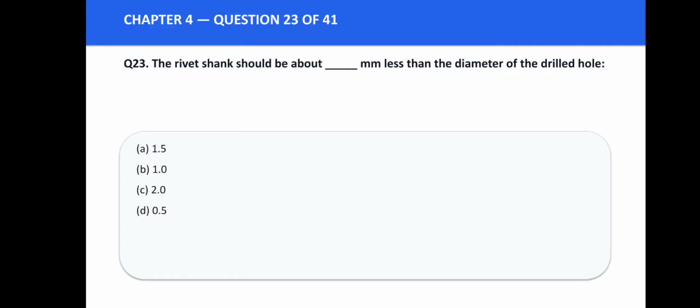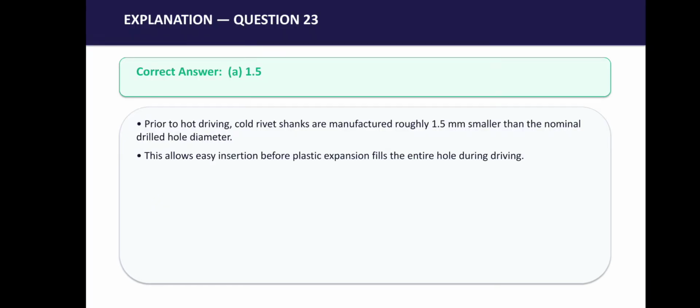Question 23. The rivet shank should be about how many millimeters less than the diameter of a drilled hole? Option A. 1.5. Option B. 1.0. Option C. 2.0. Option D. 0.5. The correct answer is option A. 1.5 millimeters. Explanation. Prior to hot driving, cold rivet shanks are manufactured roughly 1.5 mm smaller than the nominal drilled hole diameter to allow easy insertion before plastic expansion fills the hole during driving.